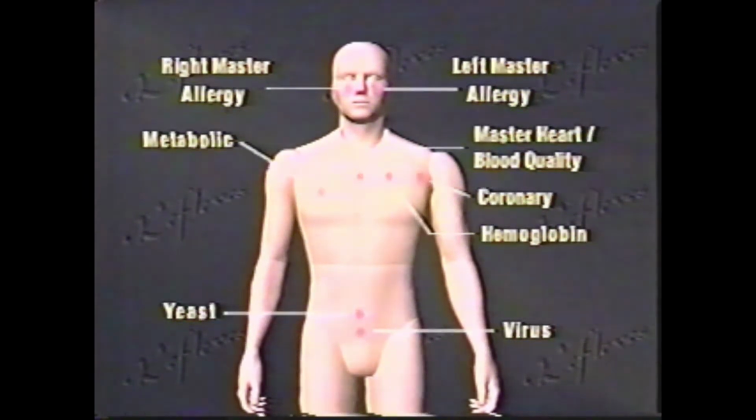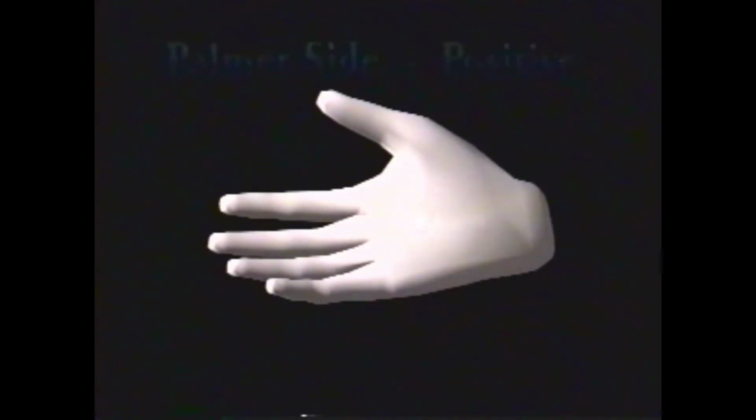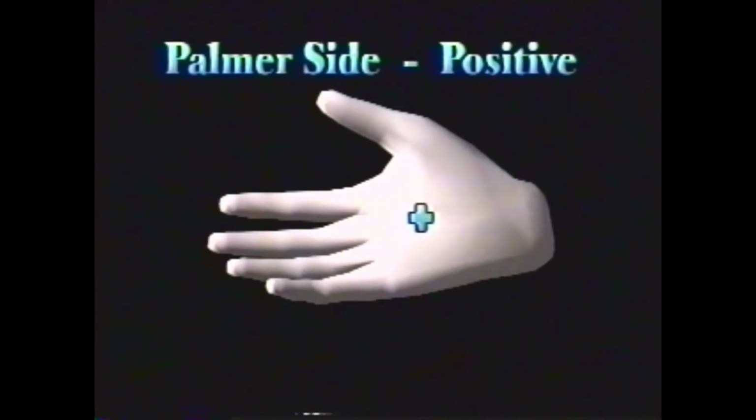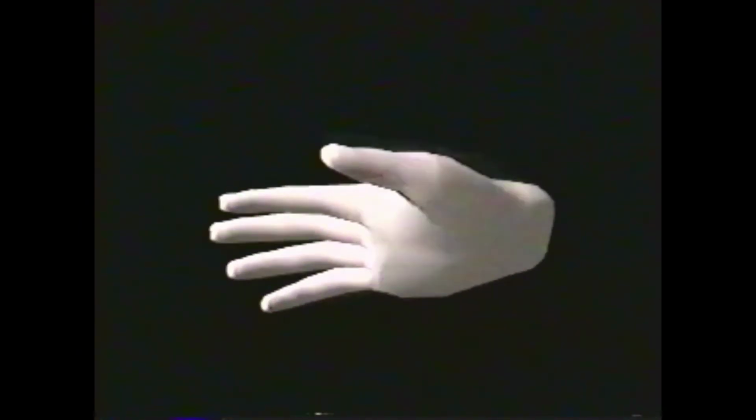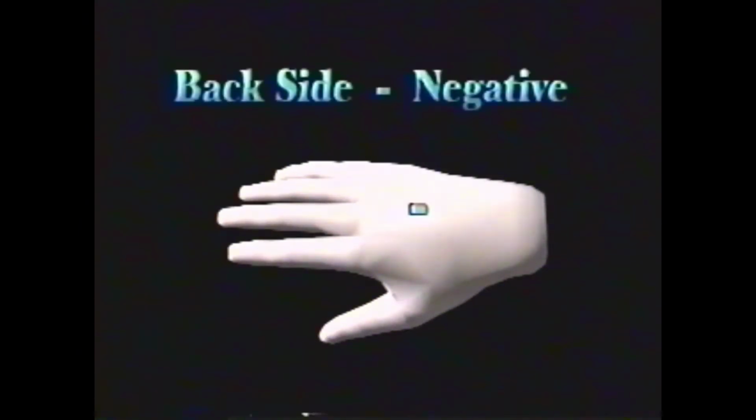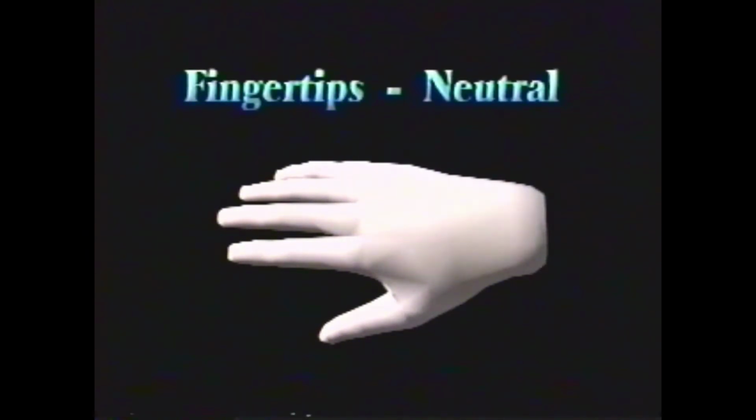The next set of reflexes are the 3 thyroids and 1 adrenal reflex. The thyroid reflexes are to be tested with the palmar side of the hand, which is the positive electricity, and then the back side of the hand, which is the negative electricity. The adrenal reflex is tested with the neutral fingertips.